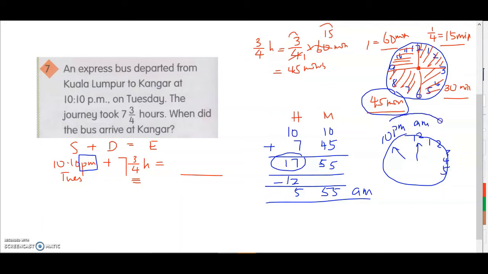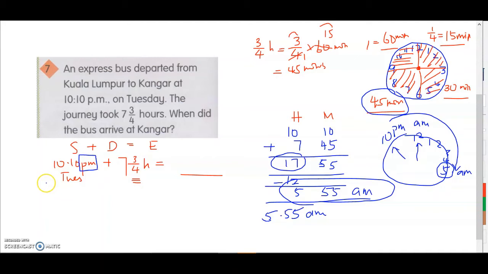So 10 plus 7 hours is 17, minus 12 is 5. So this is 5 AM in the morning. So the answer is 5:55 AM. What day is this?